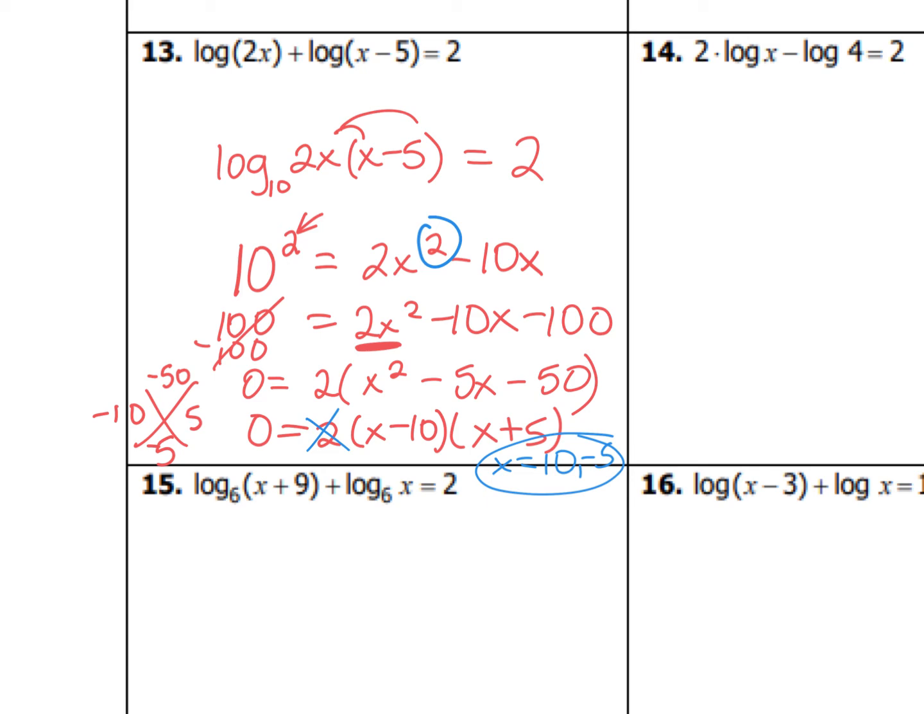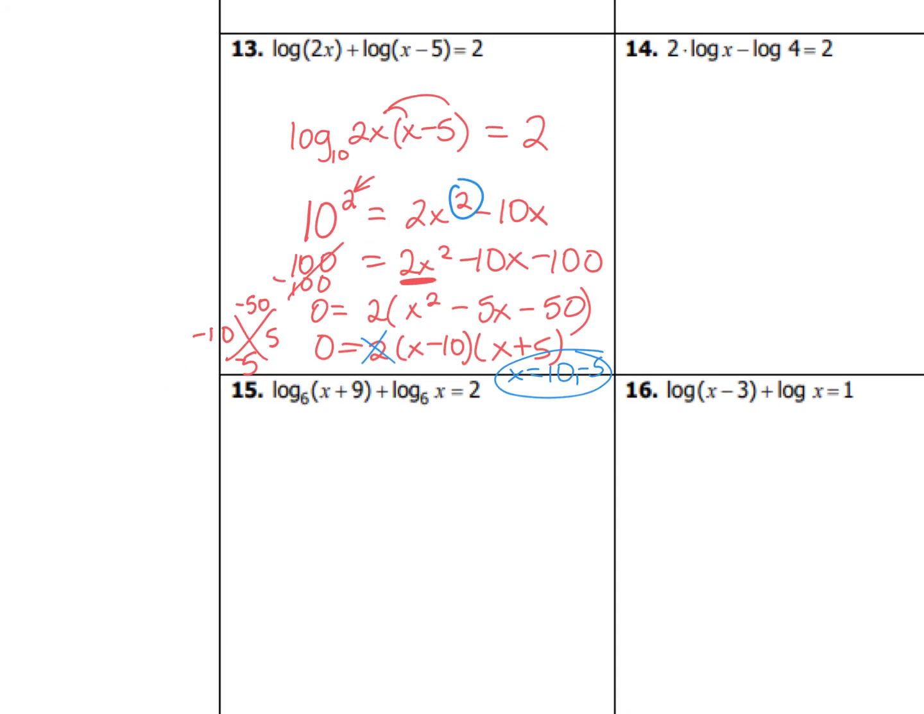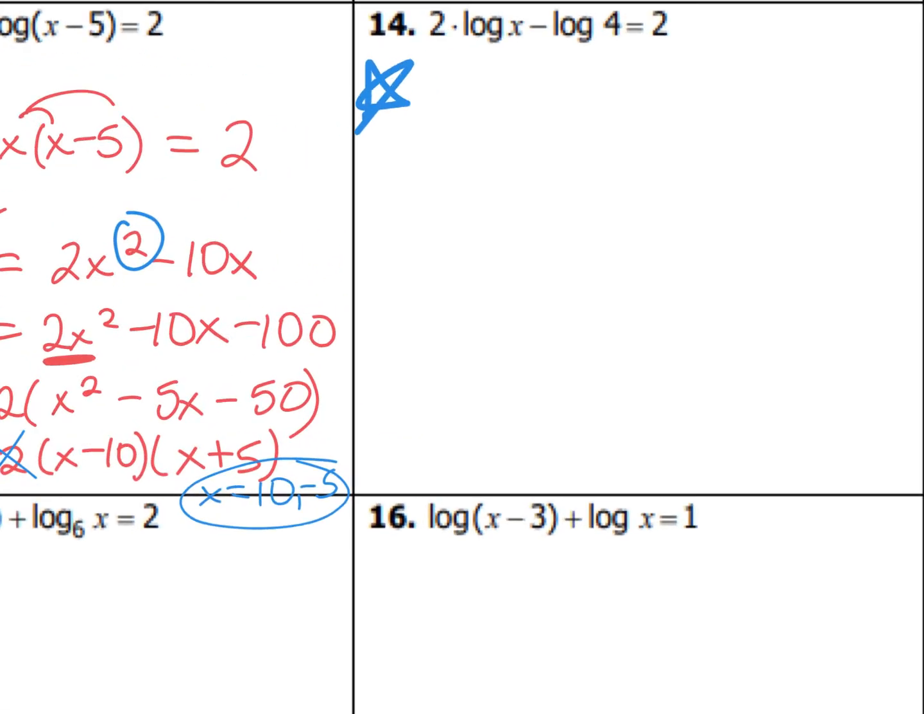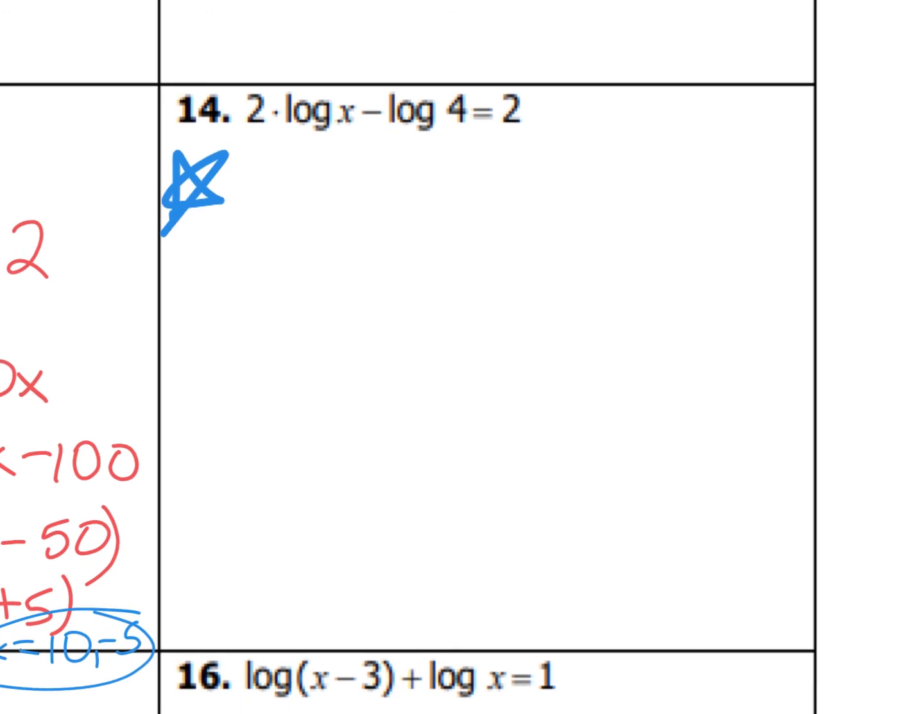Good. Feeling okay? Okay, I want you to do, let's look here. Try number 14 and try number, you want to do 15 or 16? 15, cool. Let's do 14 and 15. Go ahead and try those. Let's do number 14 since we're all confused.